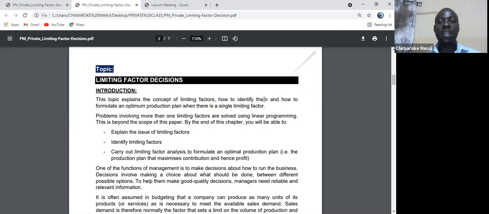Now, when the organization faces more than one limiting factor, then we will use what is called the linear programming decision-making technique to solve that problem. It means that after this topic, which is limiting factor decision-making, it is possible that we'll move to linear programming to see how we can use this technique to solve two or more limiting factors.